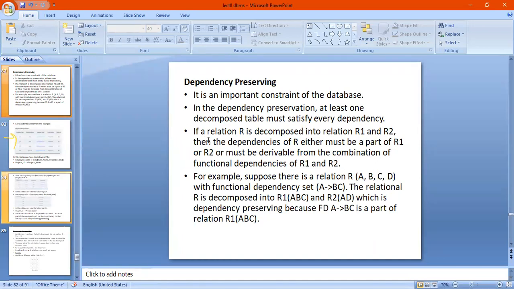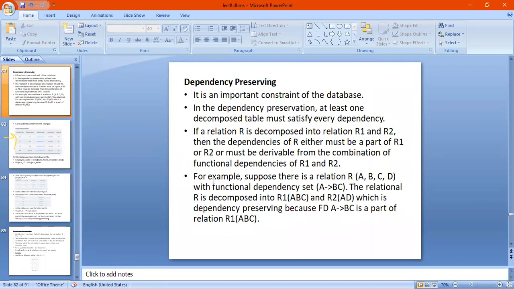Again, I'm reading this. If the relation R is decomposed into R1 and R2, as we have seen earlier, then the dependency of R must be a part of R1 or R2 and must be derived from the combination of functional dependencies of R1 and R2. So what we are saying here is that if R1 and R2 are derived from R, this is called functional dependency.